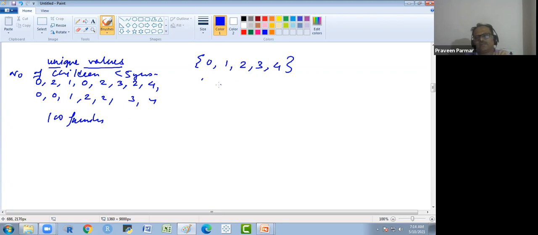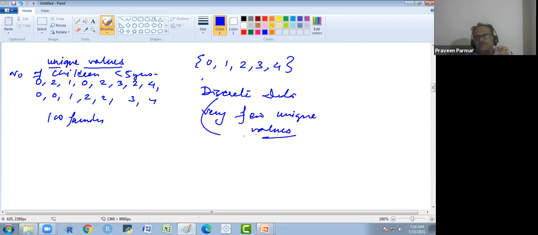So this sort of data is called discrete data. Got it? Very few unique values.